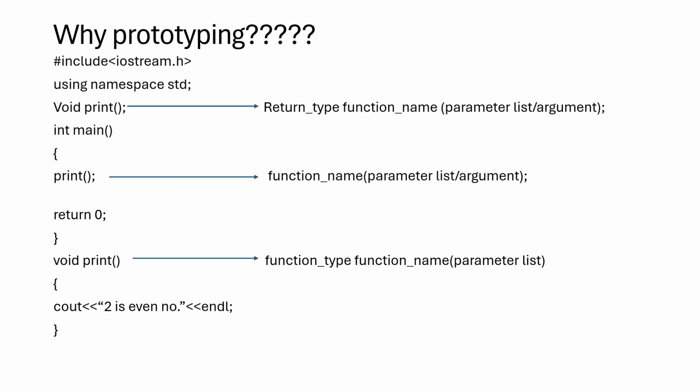After that we again define the function void print. Same function: the type is void, the function name is print, with its parameter list. Here we are printing two even numbers. So here we are indicating why we use prototyping: first we define the function, then we use the function, and we add the parameter list to the function.